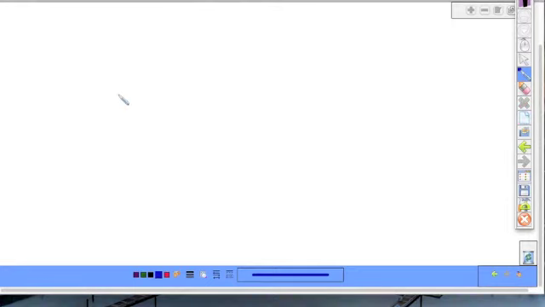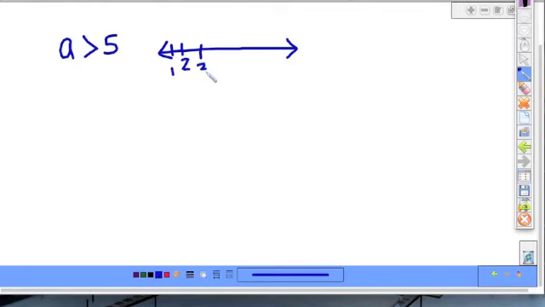Now the next part we're going to be doing is talking about graphing inequalities on a number line. So if I wanted you to graph this inequality, a is greater than 5, we would draw a number line. Now we don't need to make a very large number line because look at my largest number is 5. So we're going to start here with 1, 2, 3, 4, 5.